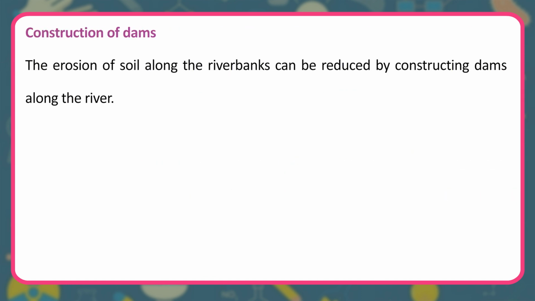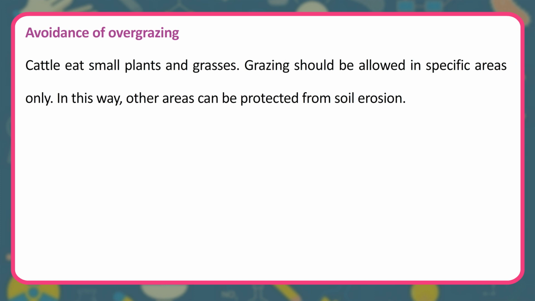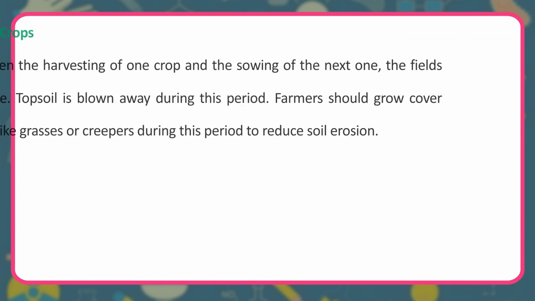Construction of dams. The erosion of soil along the riverbanks can be reduced by constructing dams along the river. Avoidance of overgrazing. Cattle eat small plants and grasses. Grazing should be allowed in specific areas only. In this way, other areas can be protected from soil erosion.